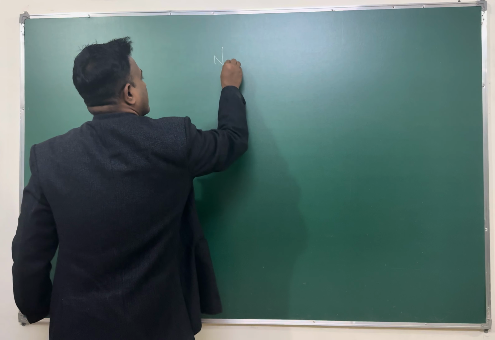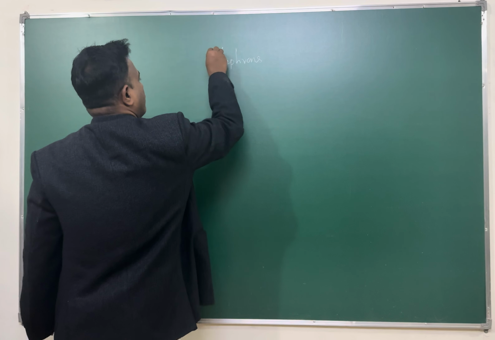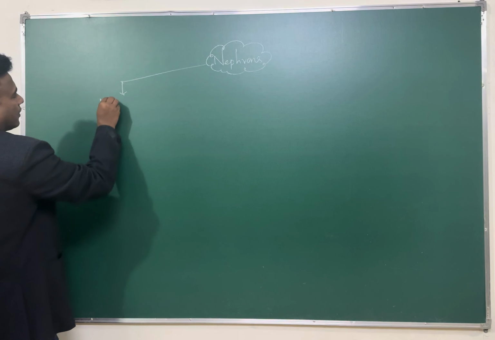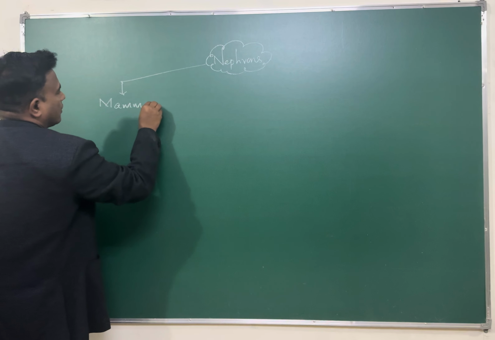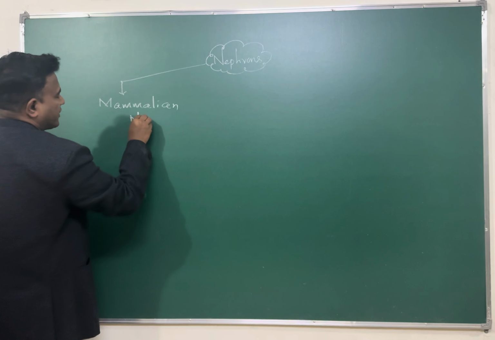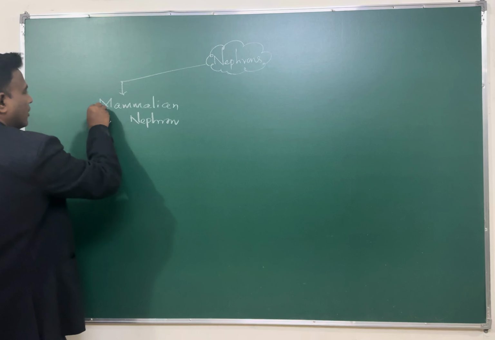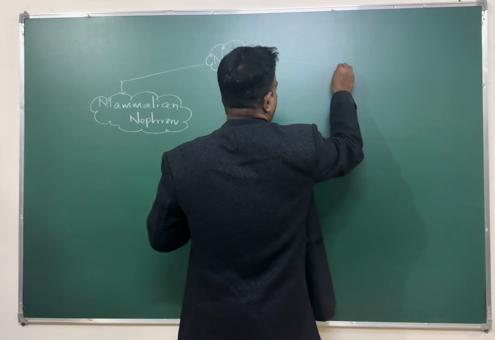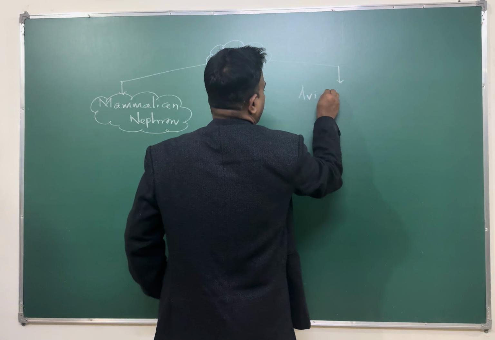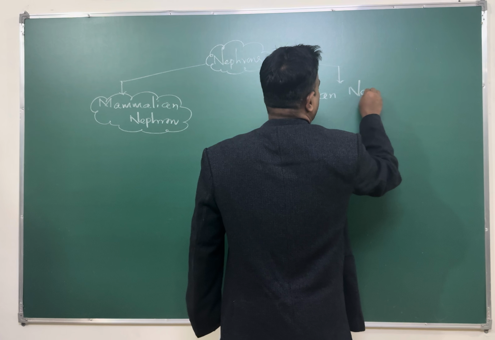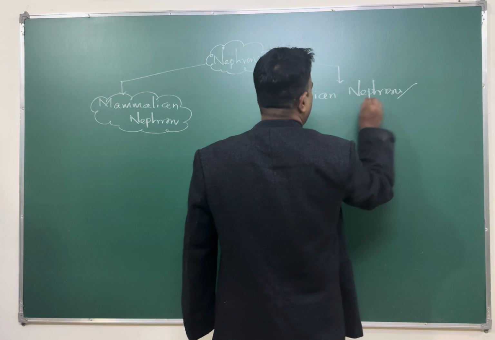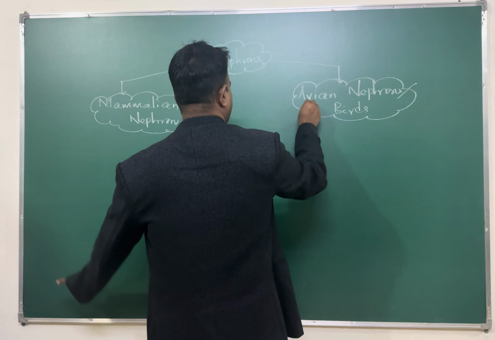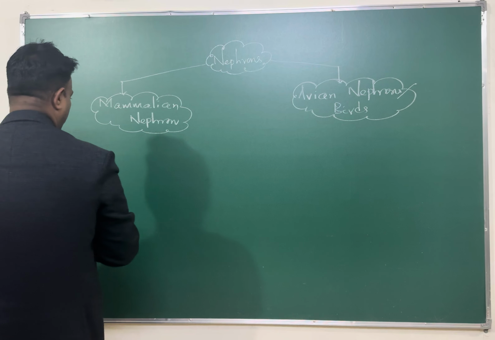So I am comparing the nephrons of two different classes of animals. One is the mammalian nephron, no doubt, a highly specialized nephron and well evolved for the process of conservation of water. And the second one is the avian nephron, that is the nephrons of the birds. So let's compare them, how they are different from each other with respect to their function and organization.